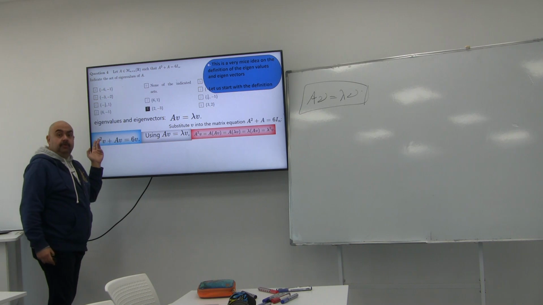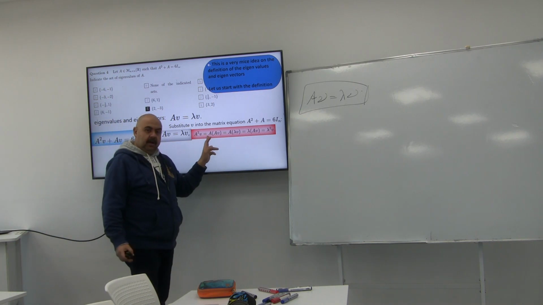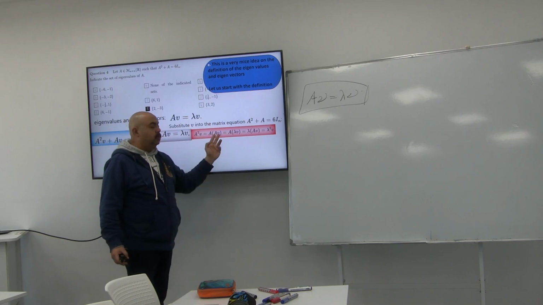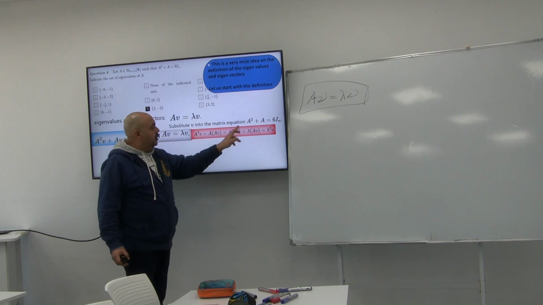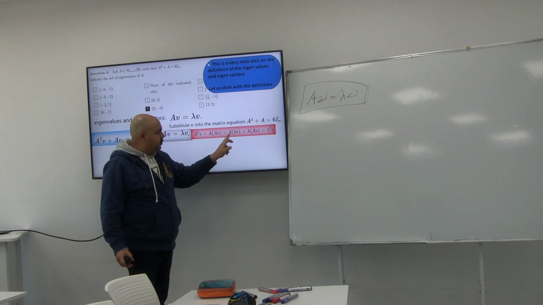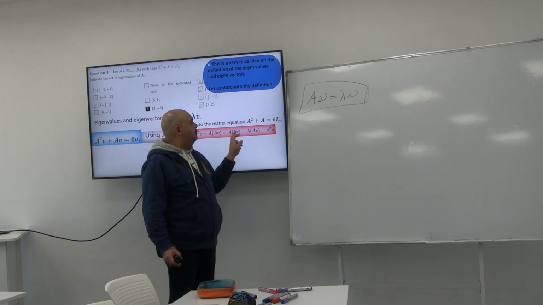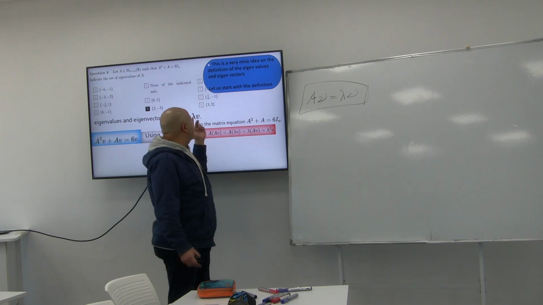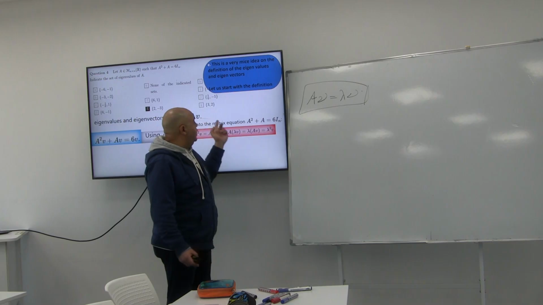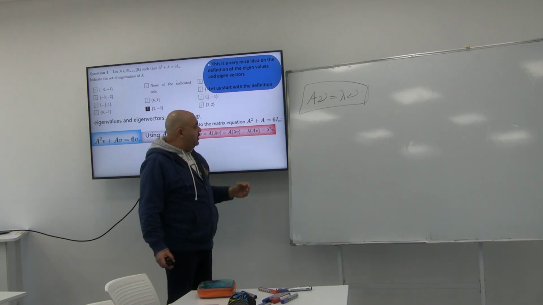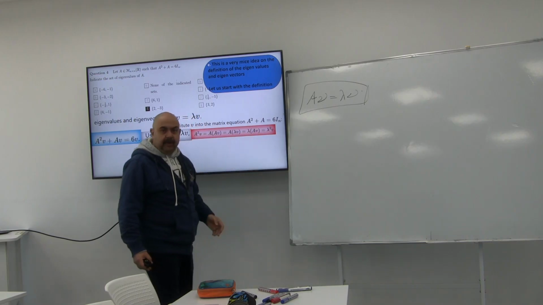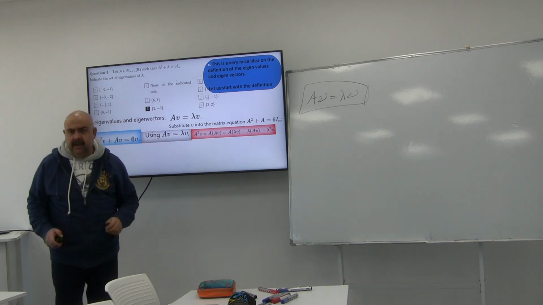For A squared V, I need to insert the eigenvalue once more. So take A as common, consider A and V, and make the replacement once more. It is a matrix times a scalar value times a vector, so rearrange them, getting lambda outside. So you will have A times V. Now once more make the replacement, replacing AV by lambda V. So you will have lambda squared V, which is really very simple.